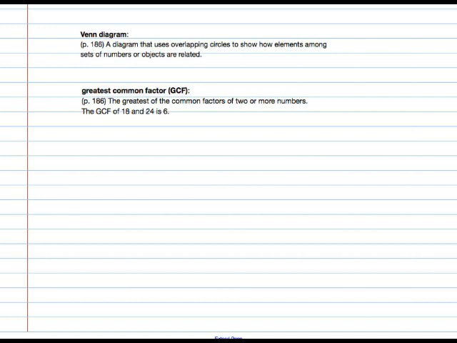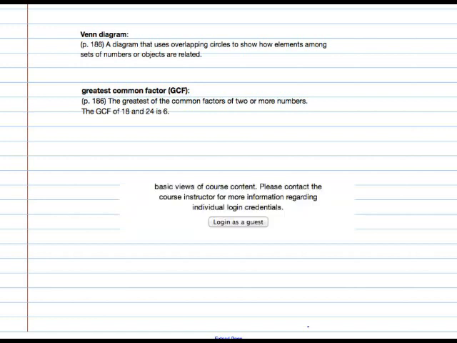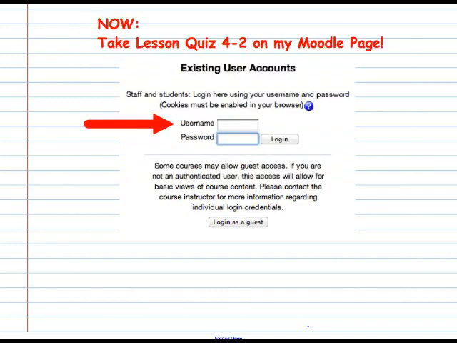Two vocabulary terms in this lesson: Venn diagram, which is a diagram that uses overlapping circles to show how elements among sets of numbers or objects are related. Greatest common factor is the greatest of the common factors of 2 or more numbers. These are both vocabulary that students should write in their notebooks and memorize for the vocabulary test that will be given at the end of the chapter.